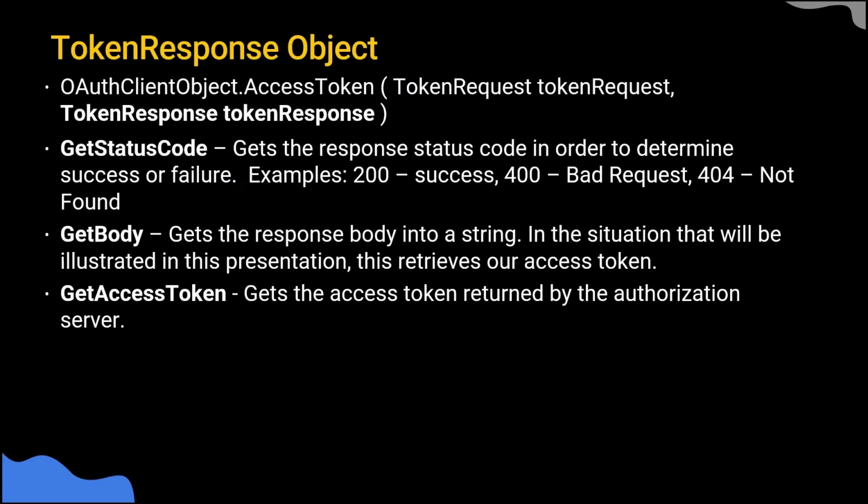And then get body is a function that gets the response body into a string. In the situation that will be illustrated in this presentation, this retrieves our access token. So we're going to get the actual text of our access token that will be used to get the restricted data. And then finally, the getAccessToken function gets the access token returned by the authorization server.